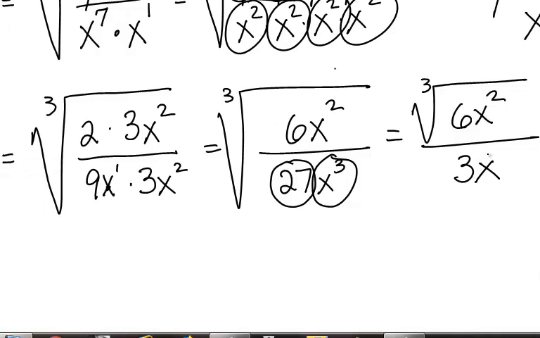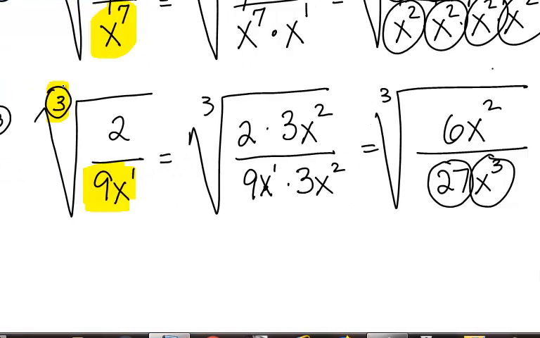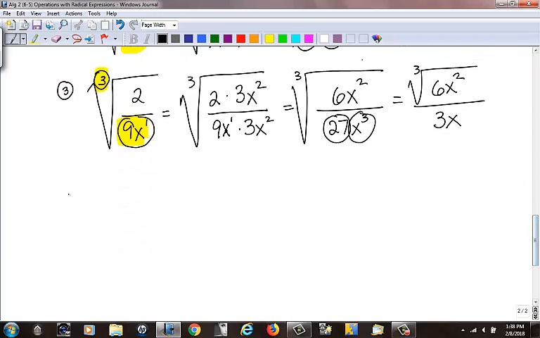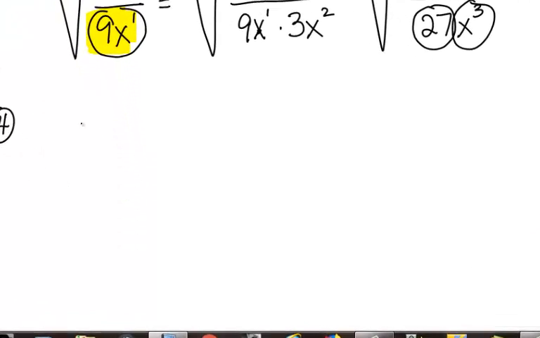Okay, so you're looking at this index, and you're looking at the denominator. What do I have to multiply that denominator by to make it a perfect cube? Yeah, 3 and then the x. Okay? Let's go one more.